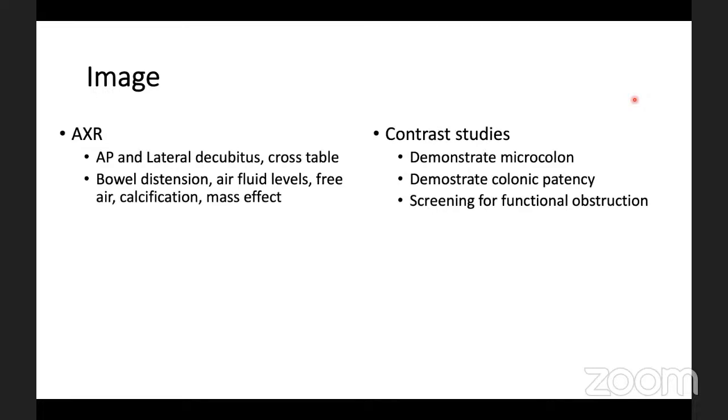So whenever you order an image, always mention whether you are doing the AP view or lateral decubitus or left lateral decubitus and cross table view, and look for bowel distension, air fluid level, free air, calcification, and mass effect. And the rationale for doing the contrast study is to demonstrate whether there is microcolon, demonstrate the colonic patency, and screen for functional obstruction.